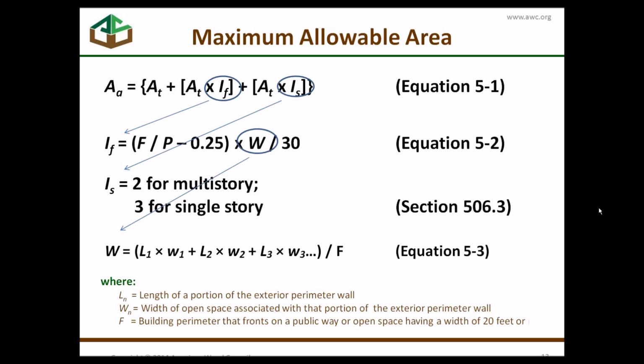Now we get to the W term. There's also a separate equation for this. That is, if you want to use a weighted average, which the code allows you to use in the case of W, it involves adding the products of the length of the perimeter that has a particular width of open space, adding all those products together, dividing by the total perimeter that has open frontage, and you come up with a weighted average W. I'll go through an example a little bit later.